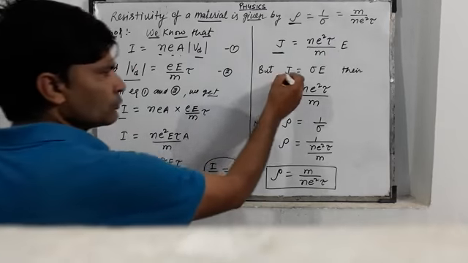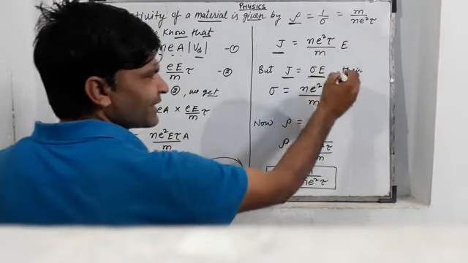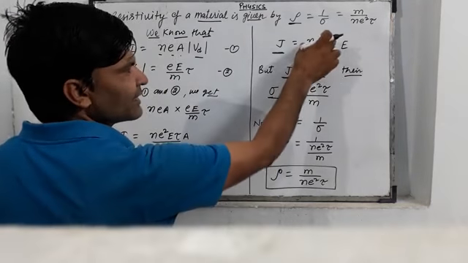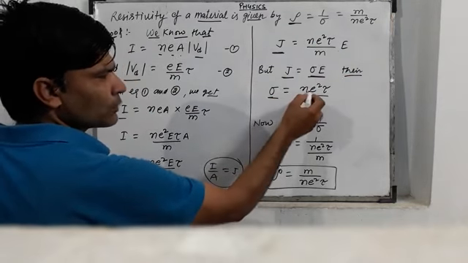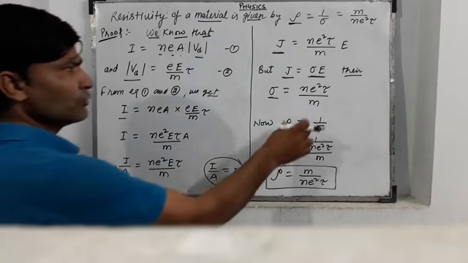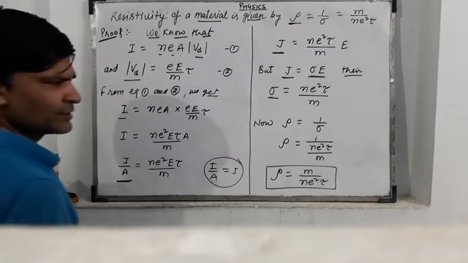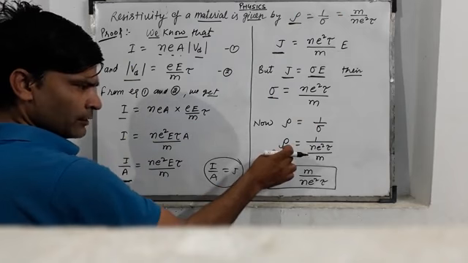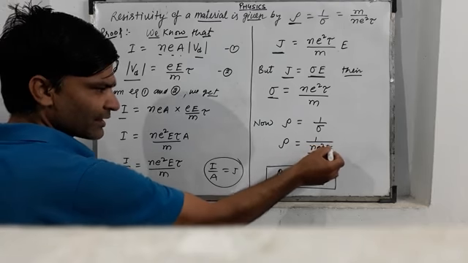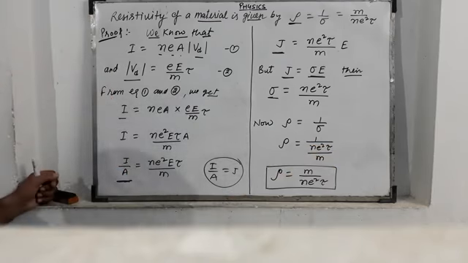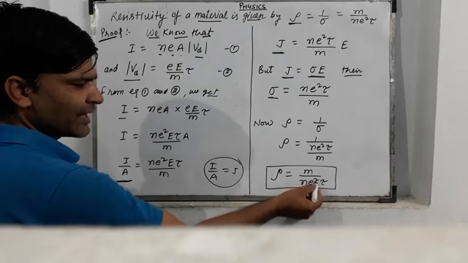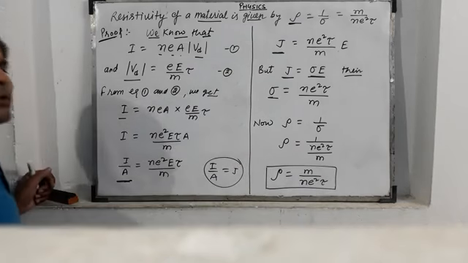As you know, J equals sigma E. Then the value of sigma is n e square tau upon m. But we know that rho equals 1 upon sigma. So we get rho equals 1 upon n e square tau upon m, and finally rho equals m upon n e square tau.